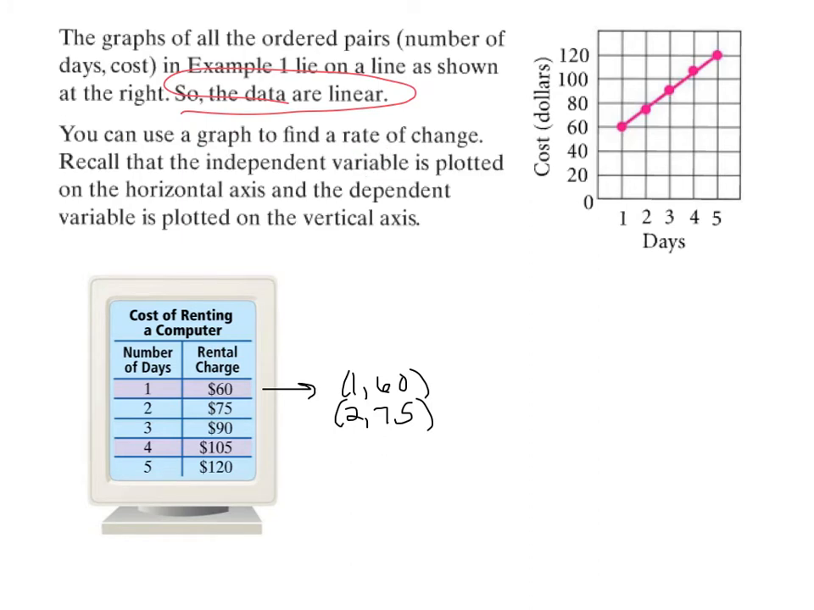Here's the best part. The rate of change for every one of these was the same. It was $15. Because the rate of change is the same, you have a linear graph. Now recall, the independent variable is your horizontal axis. Independent variable, horizontal. That's your X. Dependent variable is your Y.